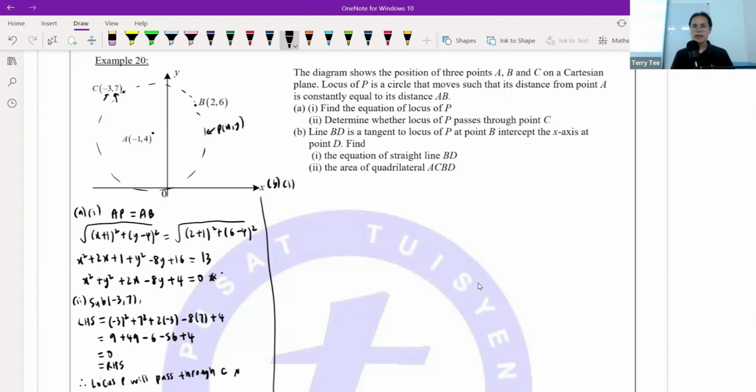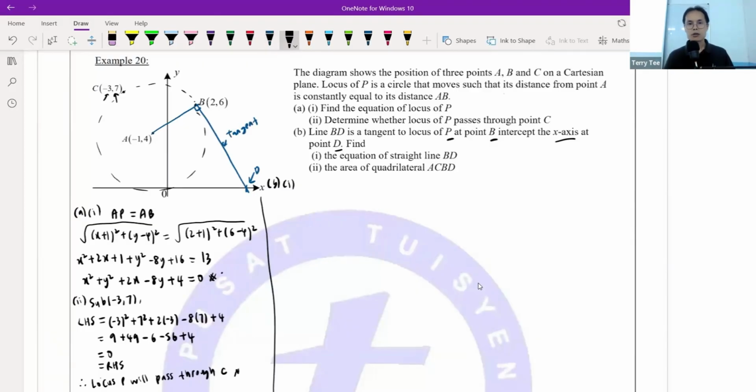Okay, next one. Line BD is a tangent of the locus of P at point B and intersects the x-axis at point D. So, okay, a tangent is a line that is perpendicular to the radius from the center. So this is your center. This is a tangent, so 90 degrees here, right? So we have to find this coordinate. Okay, this coordinate is your point D. This line is your tangent.